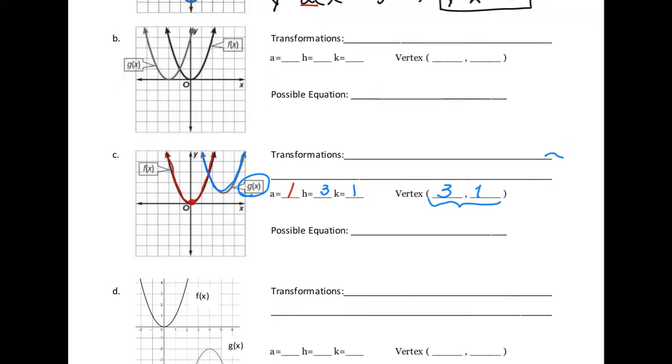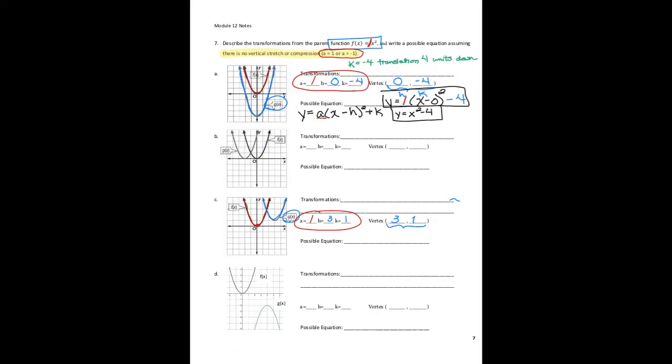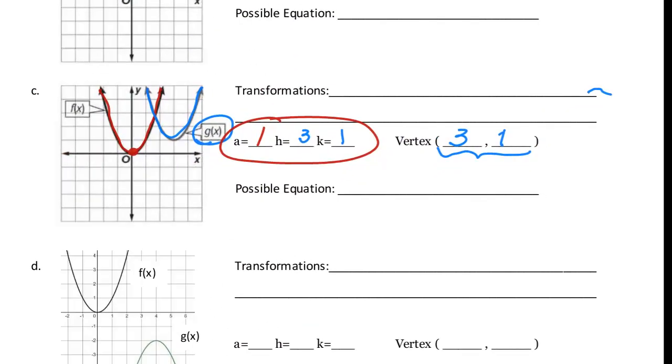So, what transformations do I really need to write about? Well, if A is 1, that's not any different from the parent. Okay? The parent graph is y equals x squared. So that's the same. H is equal to 3. Yes, I need to talk about that one. That is a translation 3 units. What direction again? To the right, to the right.